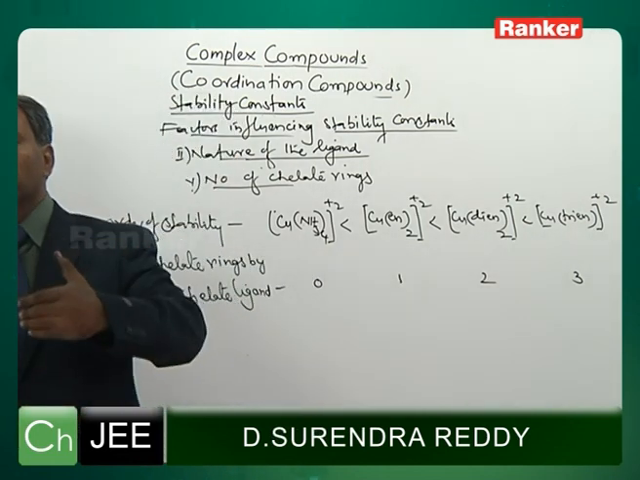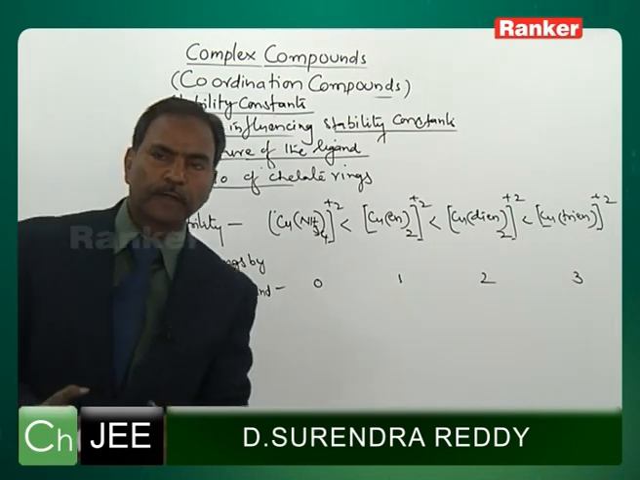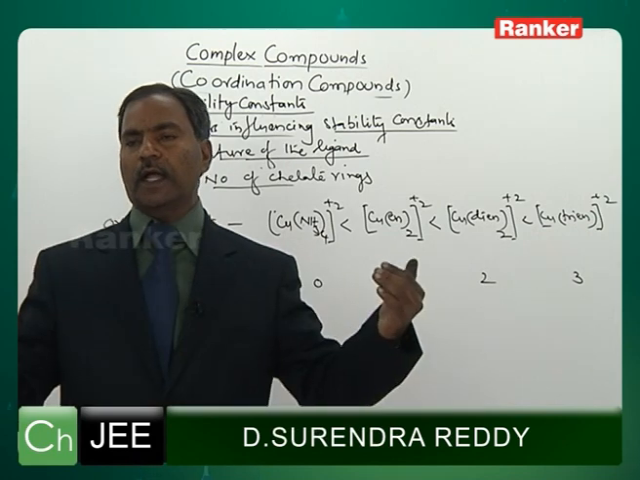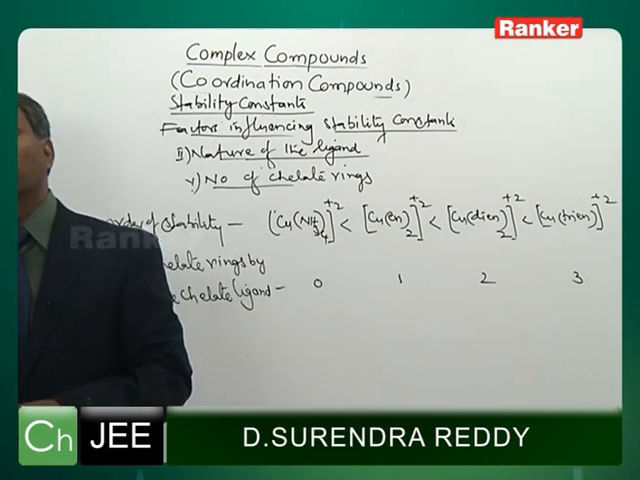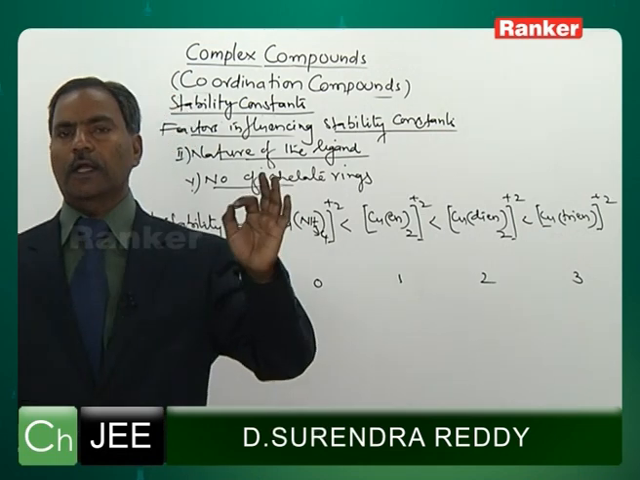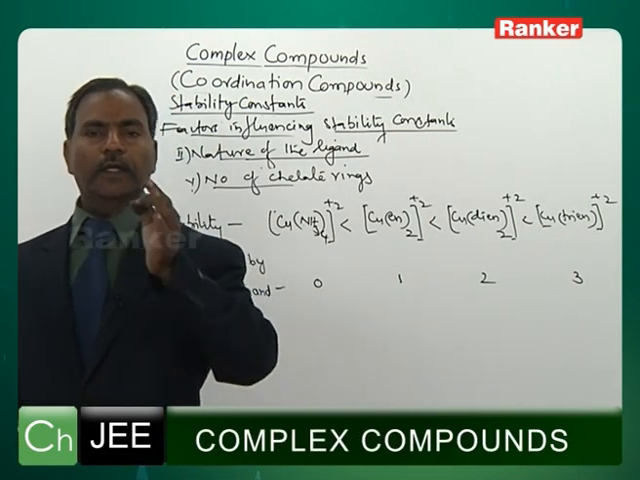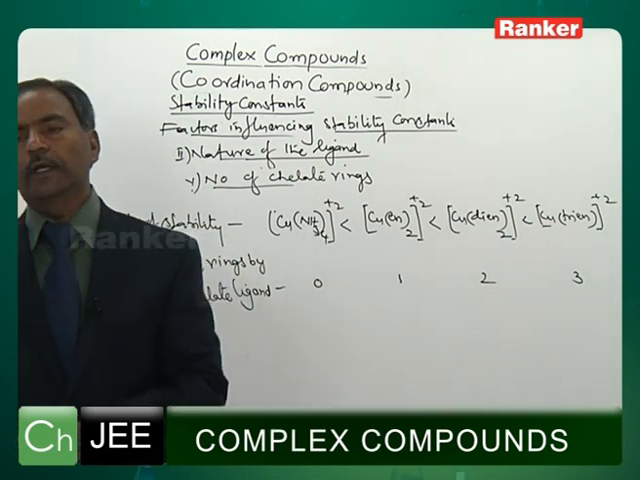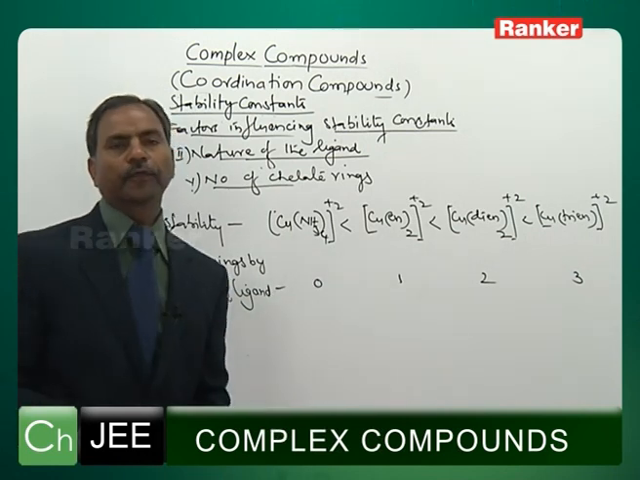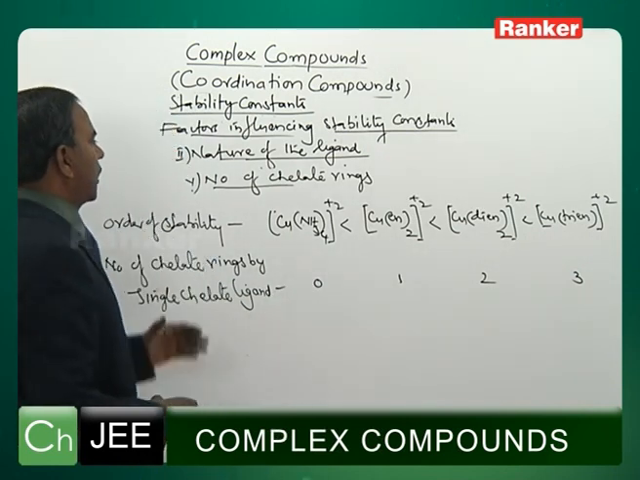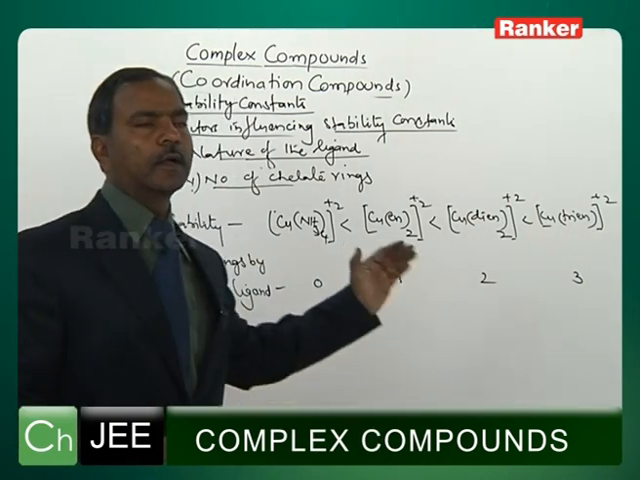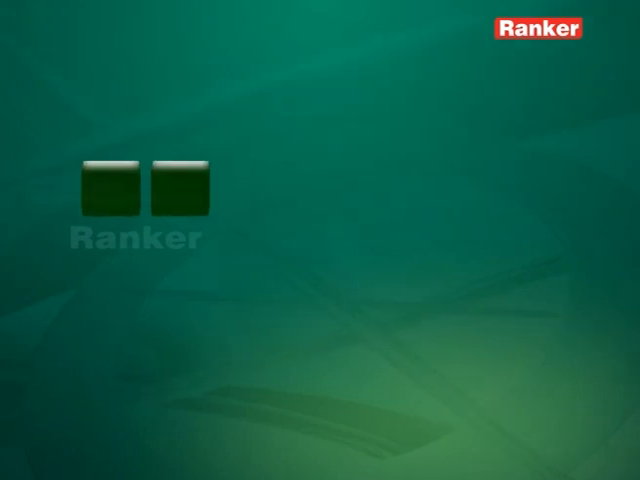So, the number of donor atoms linked to the metal is increasing, the number of rings is increasing, and to break that ligand from the metal requires more energy. Therefore, in this order of stability, the greater the number of rings formed by a single chelate ligand, the more stable the complex. This is how the stability constants are influenced by the nature of the ligands.